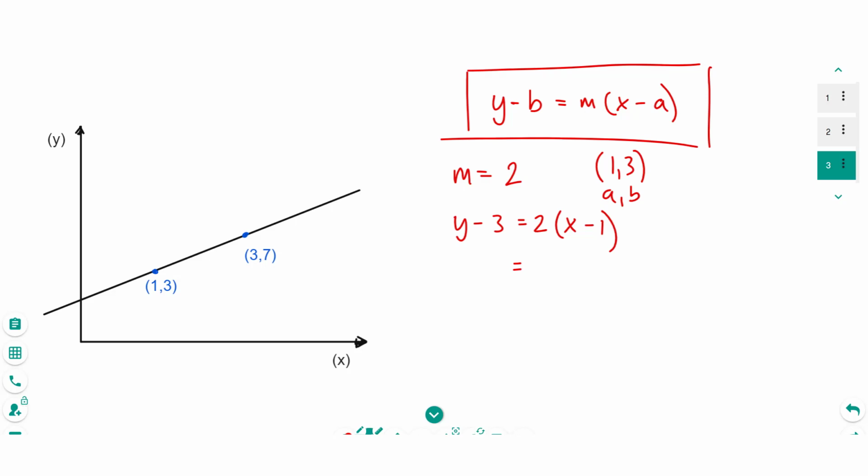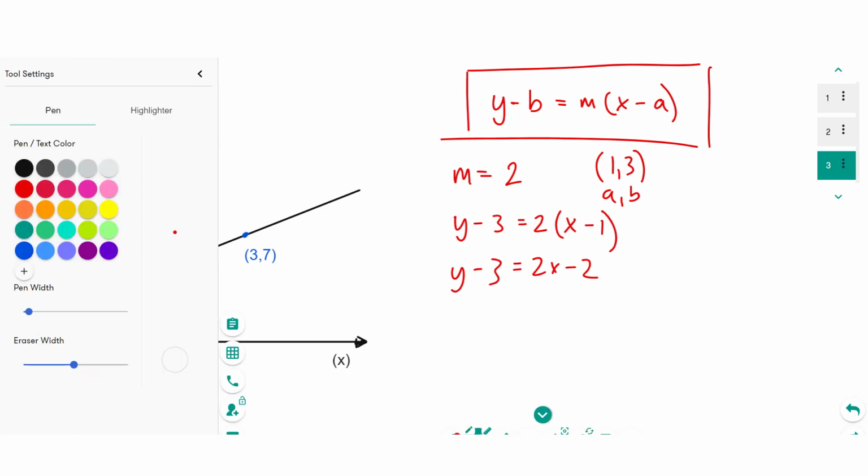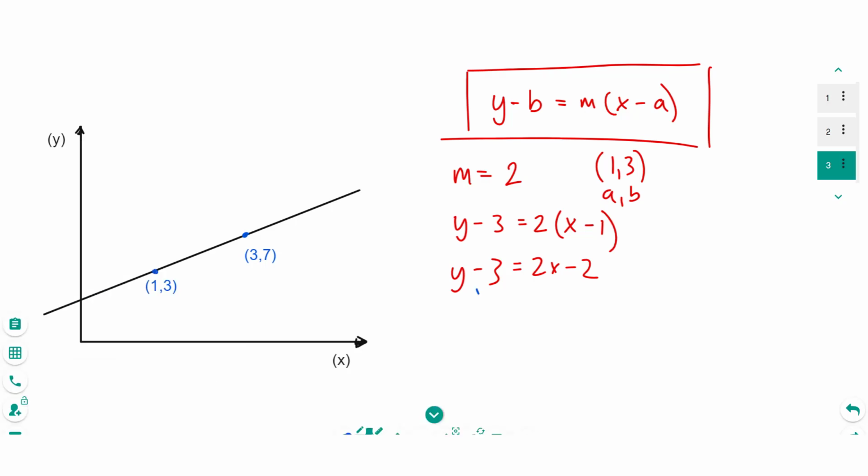So if we multiply the brackets out, that's going to be 2x minus 2. So y minus 3 is equal to this. If I move that minus 3 over to this side, it becomes positive 3. So plus 3 gets rid of the minus 3 on this side. So that means y is equal to 2x, minus 2 plus 3 is plus 1. So you get the same answer.